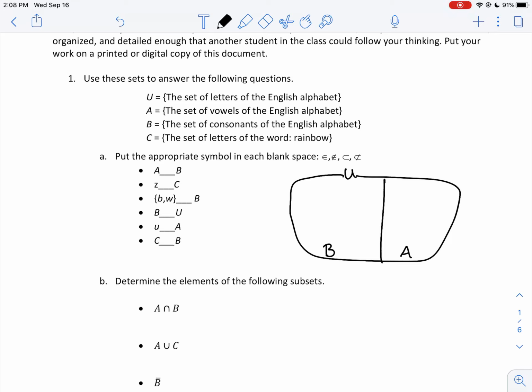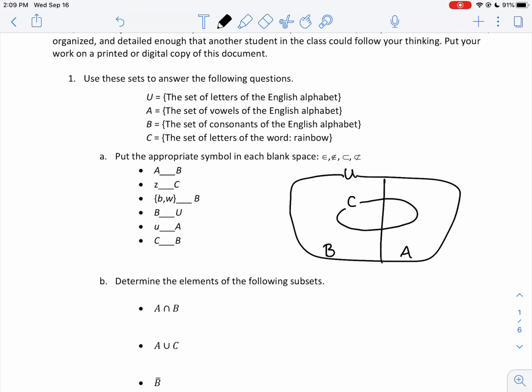Now let's look at set C, the set of letters of the word rainbow. Well, rainbow has both vowels and consonants, so C would definitely be some sort of set in the universe that's partly in B and partly in A. So this appears to be our relationship between these four sets.